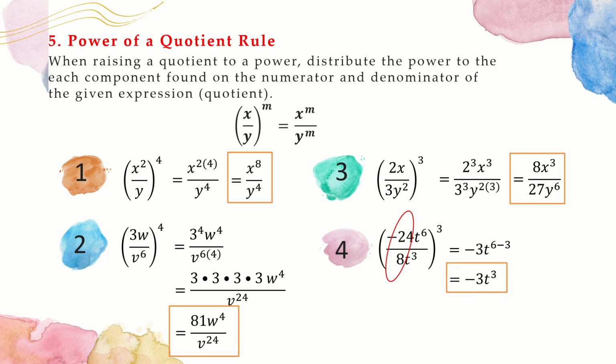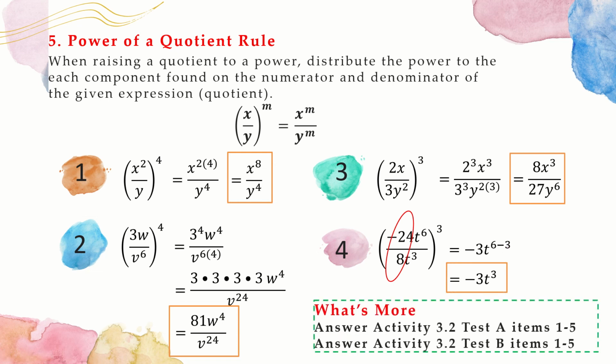Okay. So that ends lesson number 2. So what are you going to answer? You will answer activity 3.2 test A items 1 to 5 and answer activity 3.2 test B items 1 to 5. That ends lesson number 2.